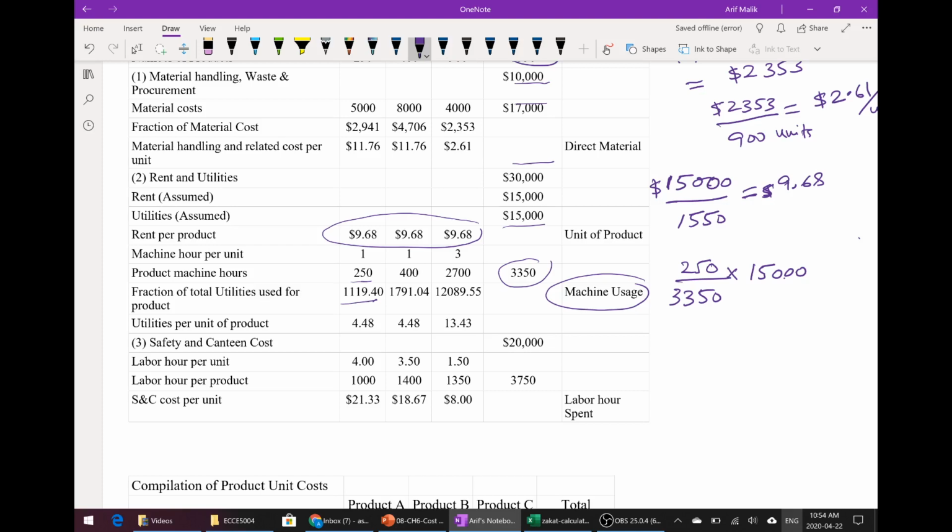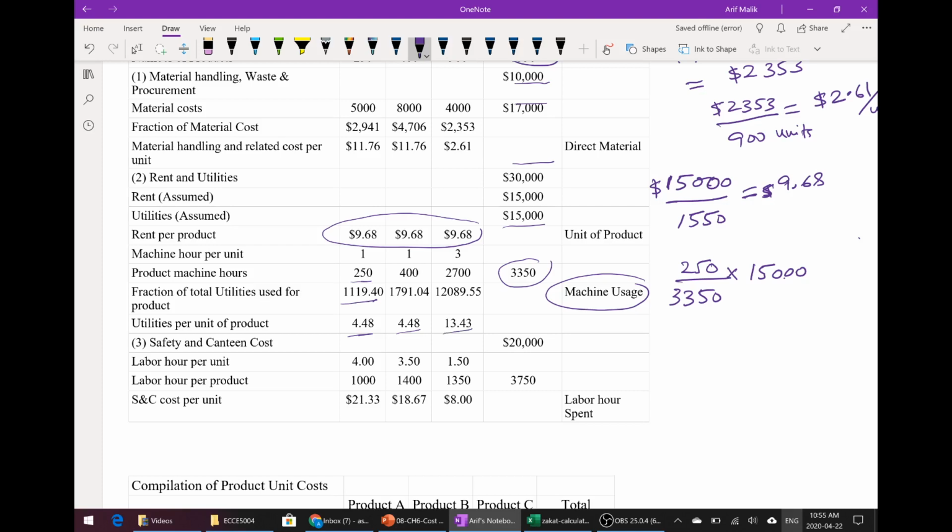Okay, very simple. That's 4.48 for utilities per unit for product A, in dollars per unit. It is 4.48 for product B, utilities per unit of product, and 13.43 for product C.